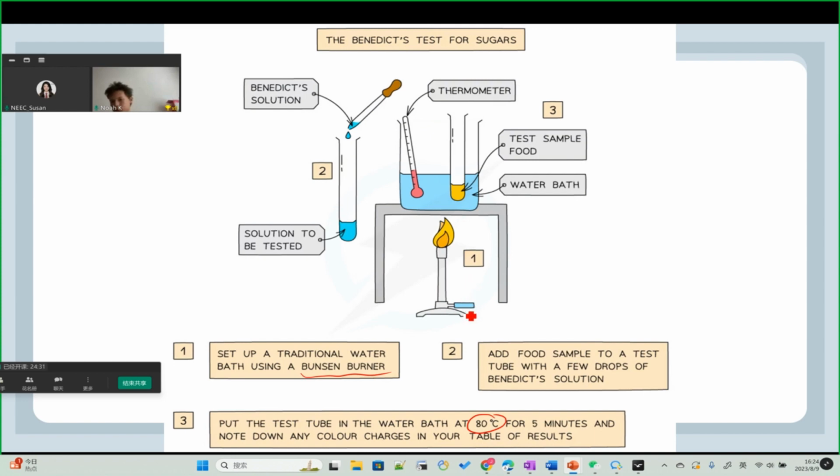So this is the special point for the food test, because for other solutions such as biuret or iodine, it doesn't really need heating. Is it clear? Yeah.